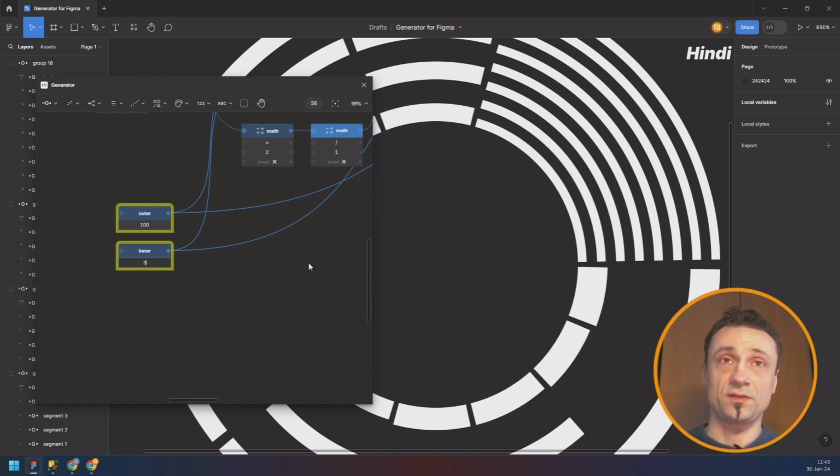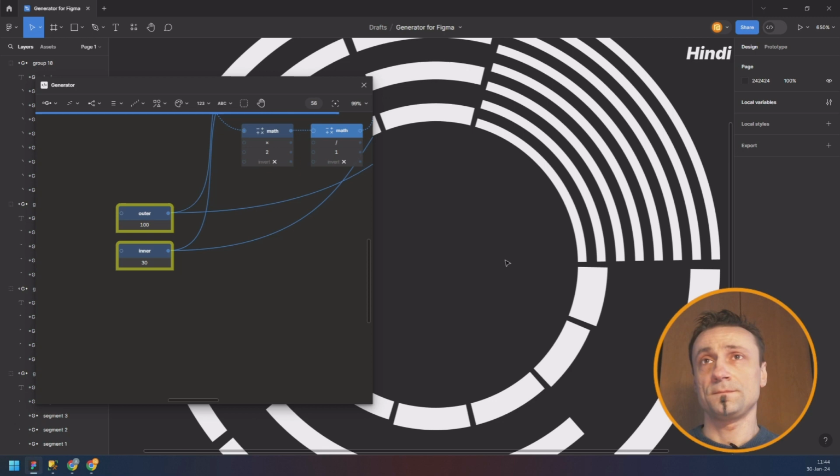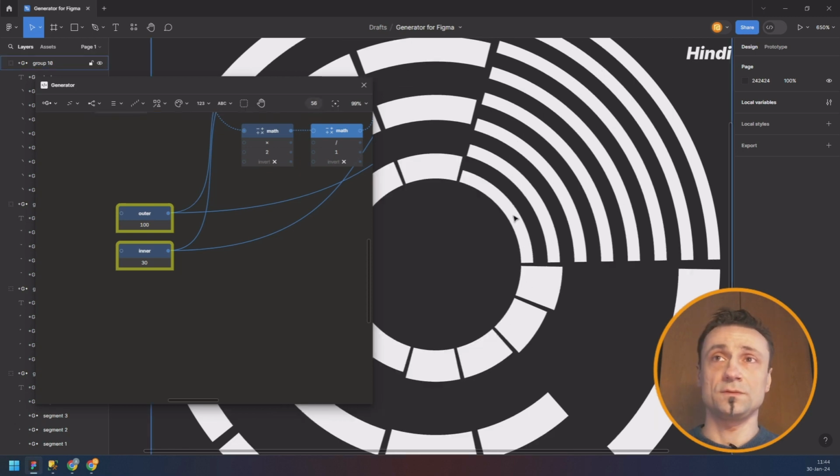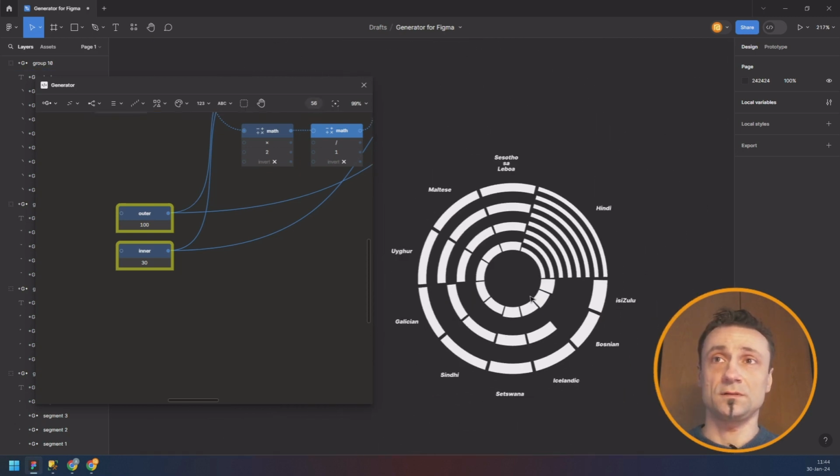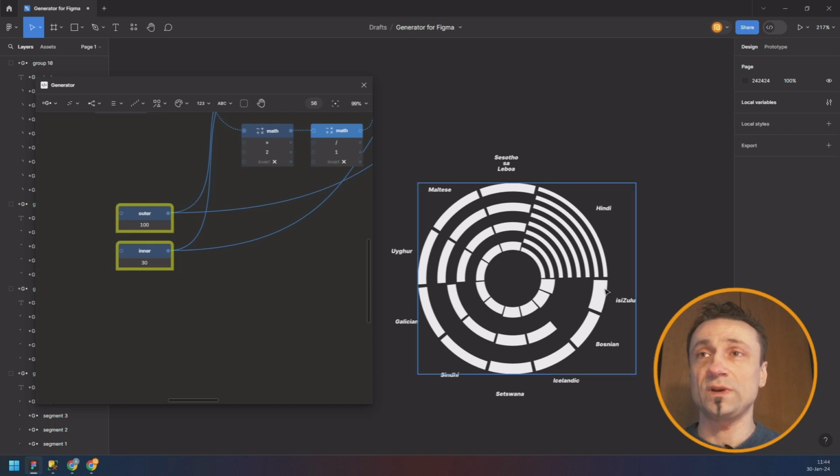So let's say they start at 30. There you go. They all start at the same inner radius. So I'll bring this back to 50. Actually, 30 is fine. Let's leave it at 30, because we're going to bring back the actual numbers, which are larger. So now the only thing left to do is to fix the actual widths, which are wrong.